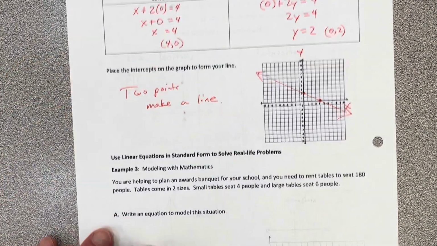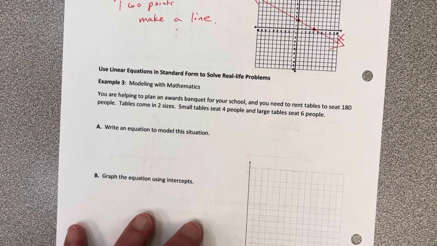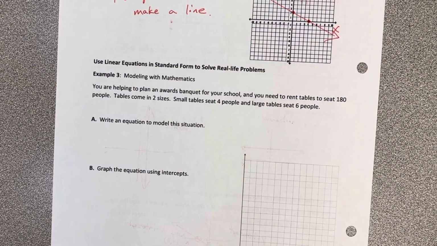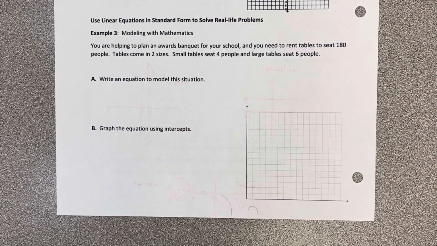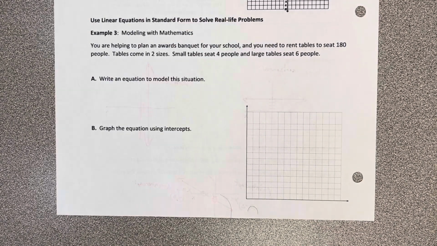All right, well, let's look at an application problem. And this is a good application problem. One thing I don't like about this problem is I don't think a model of the situation would actually be a line. I think there would be gaps in it. I think it would be discrete data. But this says to write an equation to model this situation and then graph it. So we're graphing the equation, not the actual situation.